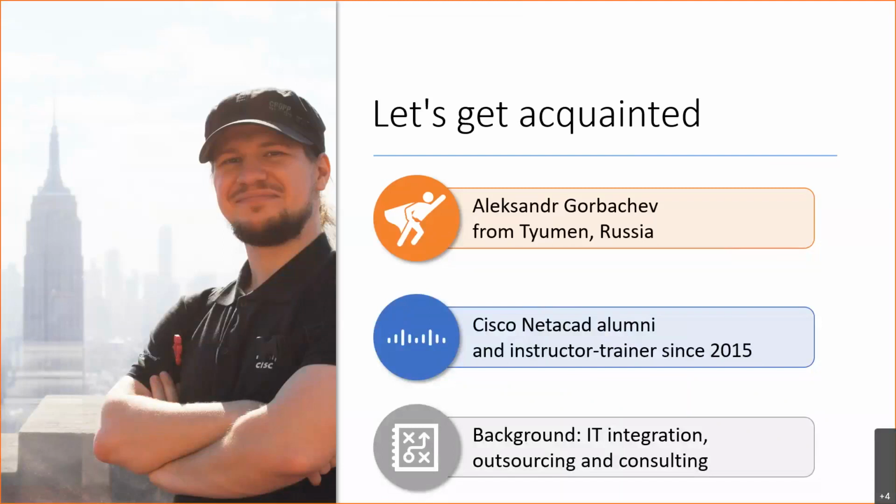So I will briefly reintroduce myself again. My name is Alexander Gorbachev. I am from a city called Tyumen. This is in the western part of Siberia. As Eugene just mentioned, I started my journey with the Cisco Networking Academy about 10 years ago as a student. Since then, I got some professional experience in IT integration, IT outsourcing, and now I'm running my own IT consulting company.